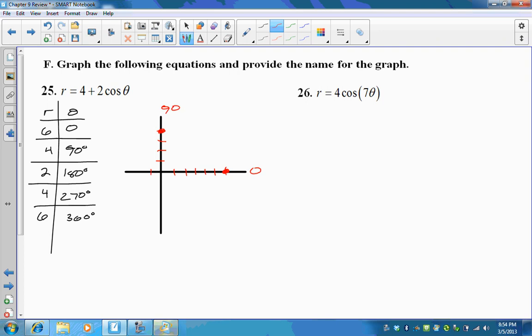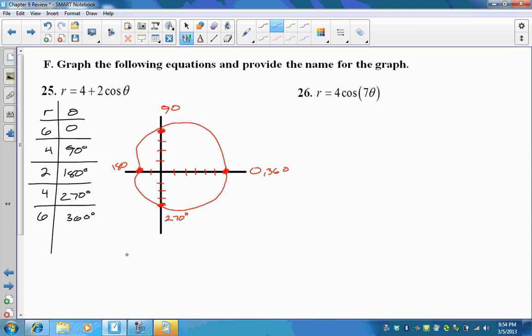2 units towards 180, so I'll go 2 units this way. And 4 units towards 270. And then we finish back here at 360. This one is going to be a limacon. It's going to come out at that point. It's going to come a dimple right there.